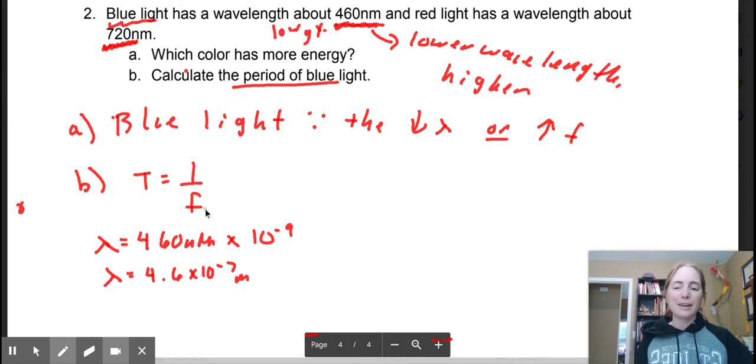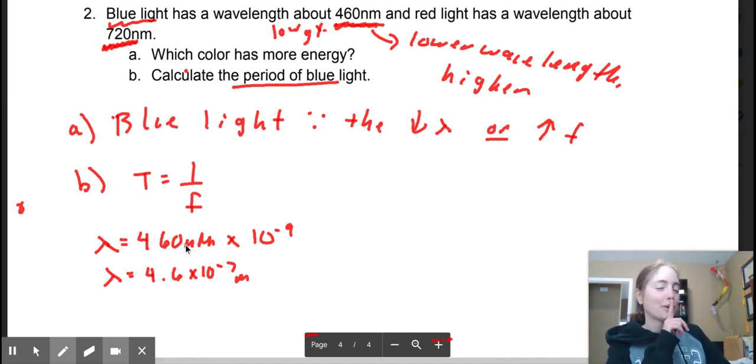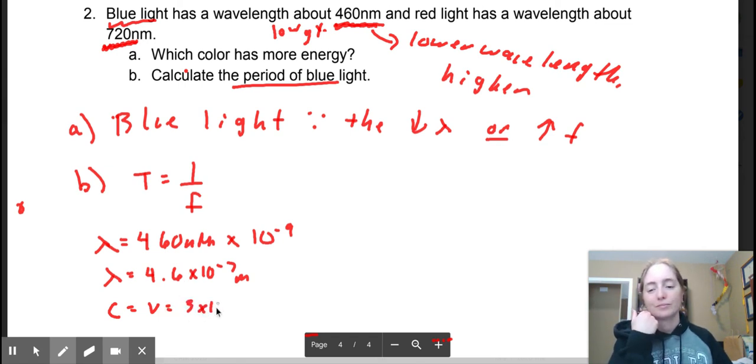Well, I need to get the frequency first before I can calculate the period. Well, how am I going to get the frequency? I don't have any other data. Or do I? What's that other piece of data you have? That's a constant. That isn't going to change. Good. C is another symbol often used to represent the speed of light, or it can be V. Either way, it doesn't matter. You have the speed of light. That is a value that is a constant and you will always have.